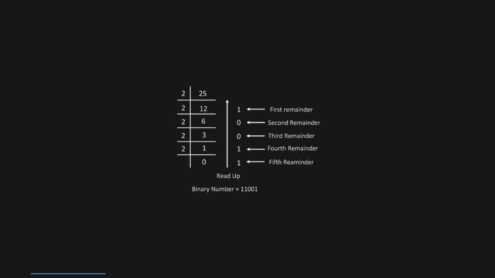Let's take an example, converting the decimal number 25 to binary. Dividing 25 by 2, we get a quotient of 12 and a remainder of 1. Dividing 12 by 2, we get a quotient of 6 and a remainder of 0. Dividing 6 by 2, we get a quotient of 3 and a remainder of 0. Dividing 3 by 2, we get a quotient of 1 and a remainder of 1. Dividing 1 by 2, we get a quotient of 0 and a remainder of 1. Writing the remainders in reverse order, we get 11001. Therefore, the decimal number 25 is equivalent to the binary number 11001.